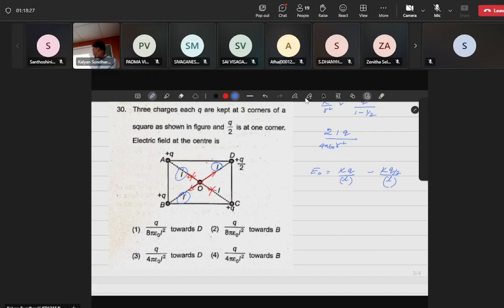Right? So who has got the more electric field? So Q by 2 வா Q வா, யாரோட impact அதிகமா இருக்கும்? Q ஓட, right? So this will be the electric field. The final resultant will be towards the D value. So option 1 will be the right answer.